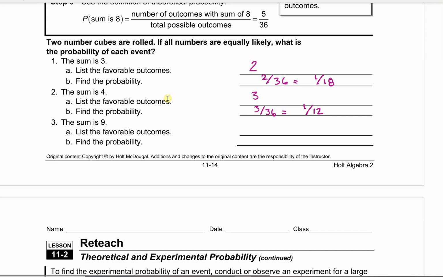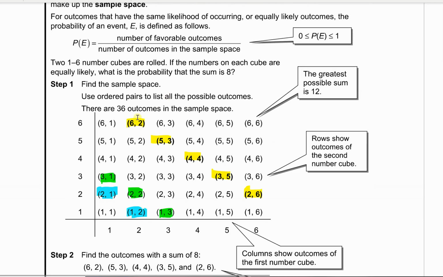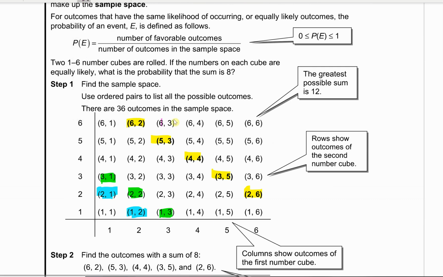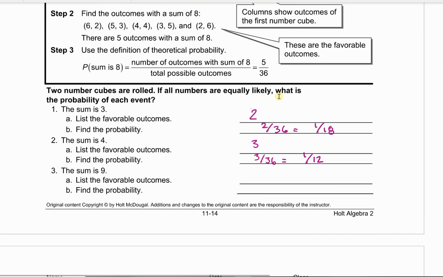If the sum is 9, what is it? That would be right here: 6 and 3, 5 and 4, 4 and 5, or 3 and 6. 1, 2, 3, 4 possible outcomes out of 36. So 4 out of 36. That is 1 out of 9. Right? 4 divided by 36 is, yeah. All right.